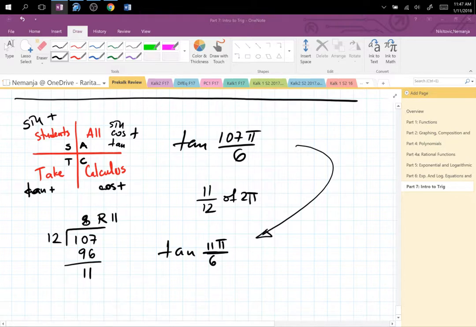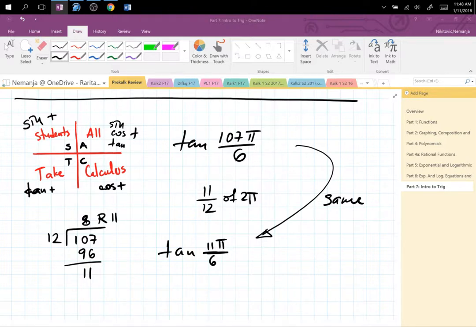So this is the same. Angles are not the same, but the result of the tangent of those two angles is the same, because it's in the same location in the circle. You draw the same triangle, it has the same ratios.